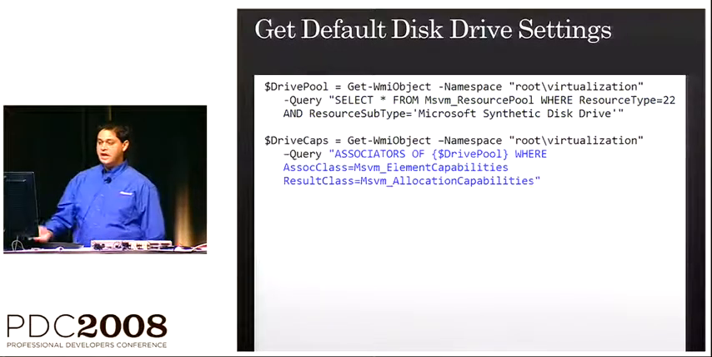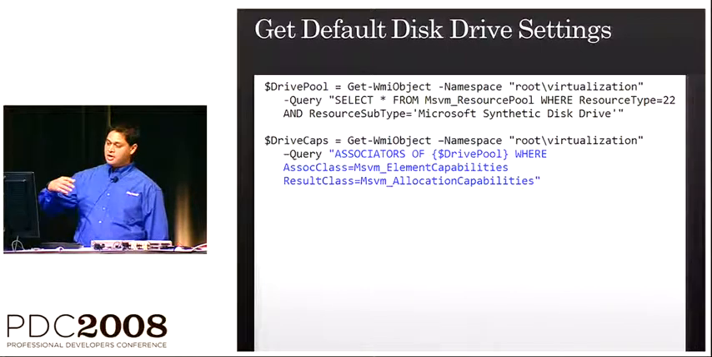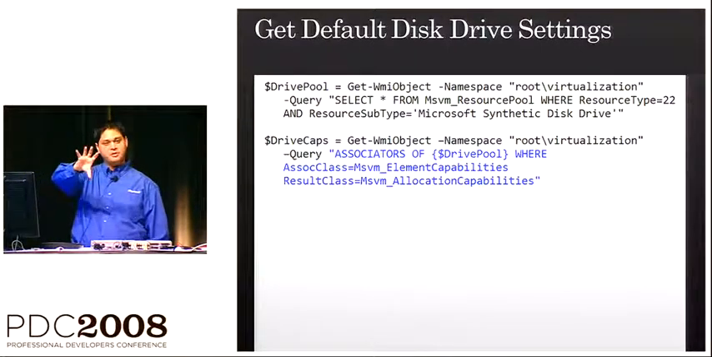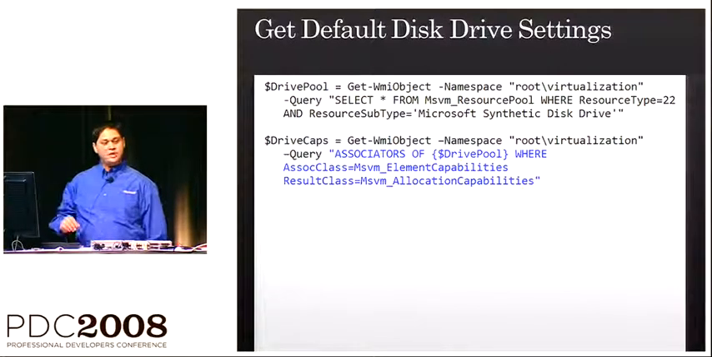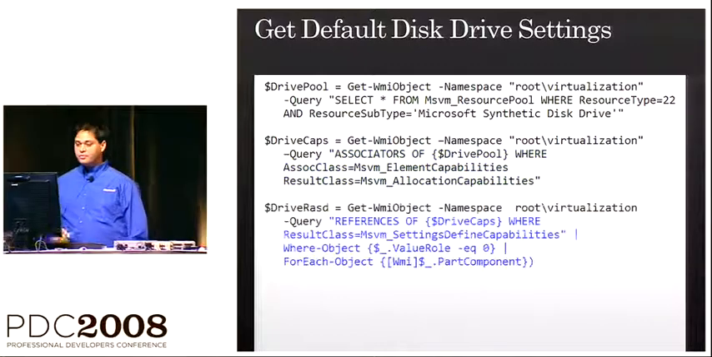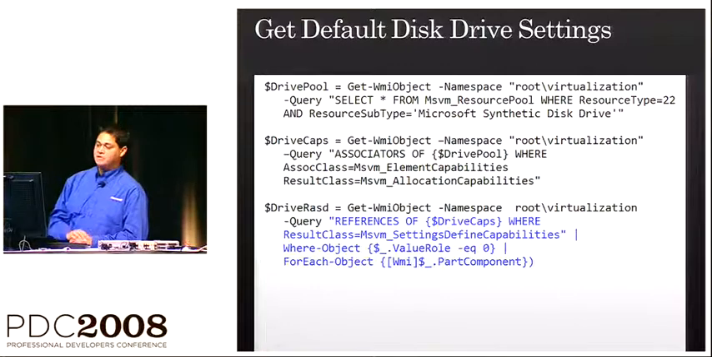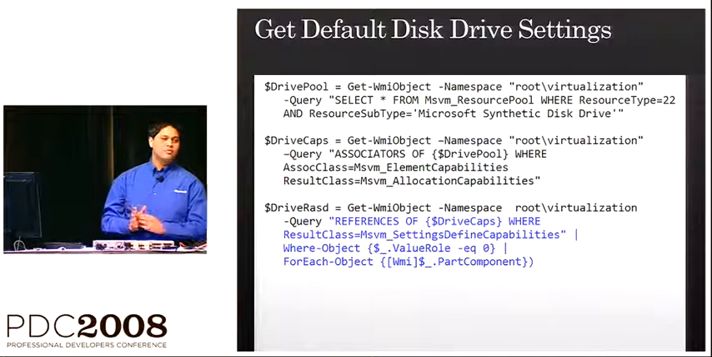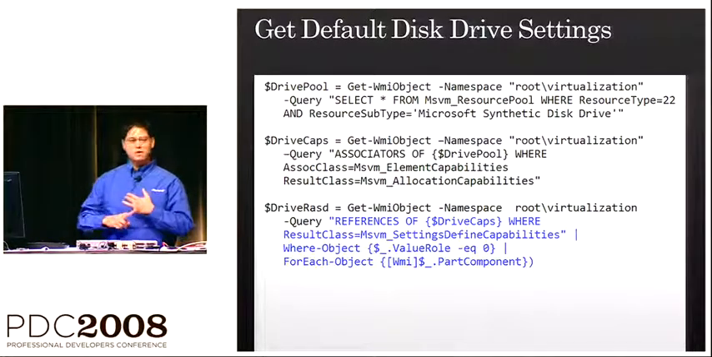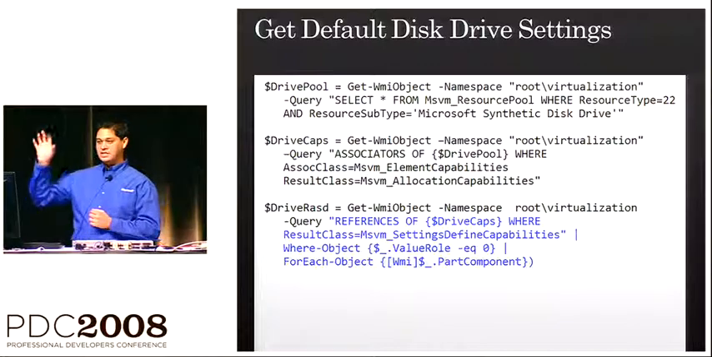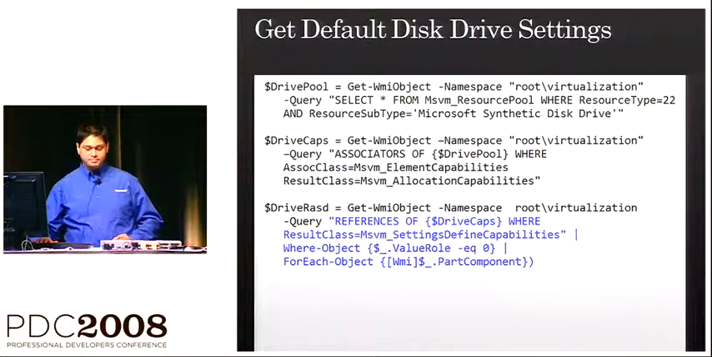Next, we follow along to the allocation capabilities, which, if you remember the diagram we looked at before, is just kind of a point where the 4 RASDs on the right side were hanging off of. And we follow over to find the default RASD that describes a Microsoft Synthetic Disk Drive. And so we follow the settings defined capabilities association, and this value role that you see on the second line from the bottom is basically going to be 0 to identify the default instance of the RASD.